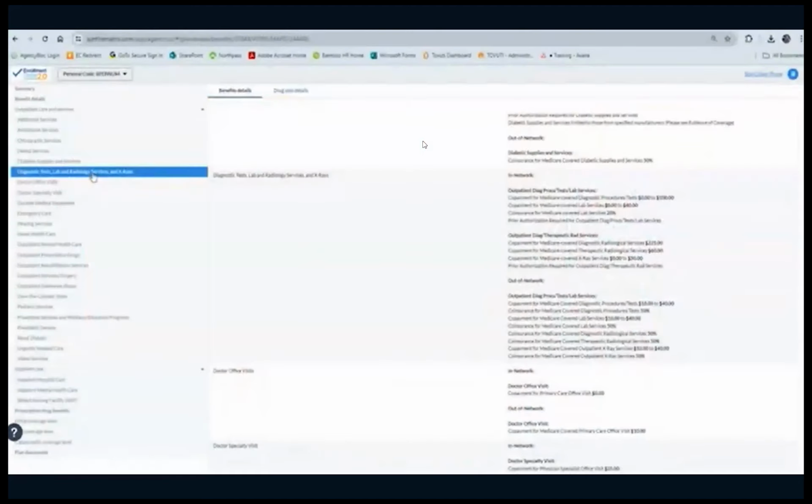Now, I'll send you this information so that you can look it over if you decide that you're not ready to sign yet and you want to chat about it with your husband. Okay, diagnostic tests and procedures.